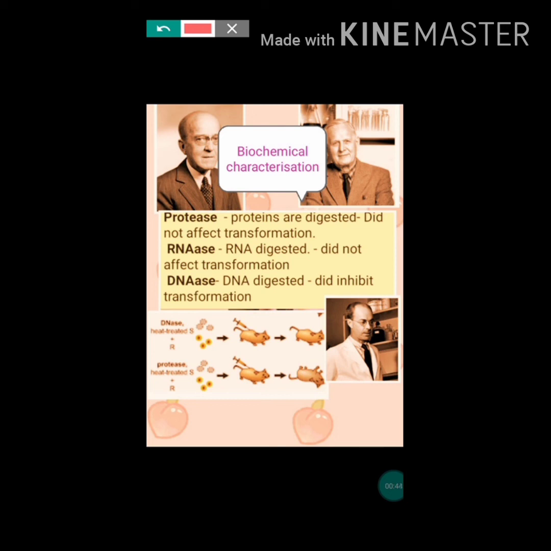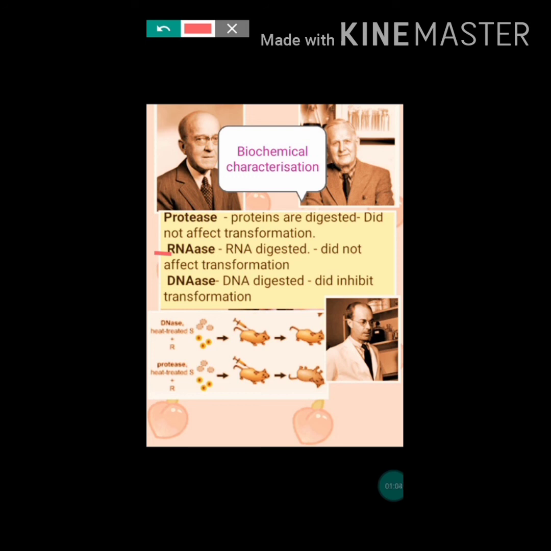Then the second time they used another enzyme, that is RNase enzyme. They mixed this RNase enzyme with S strain bacteria. Then all RNAs are digested. Then this S strain bacteria is mixed with R strain. Then it is injected into the mouse. Then what happened? It did not affect transformation.